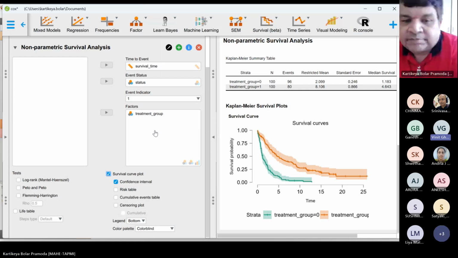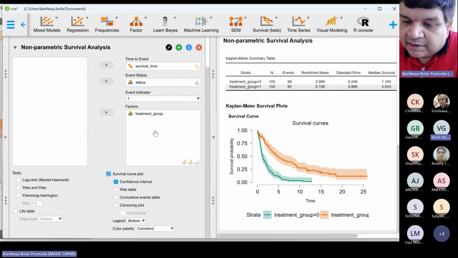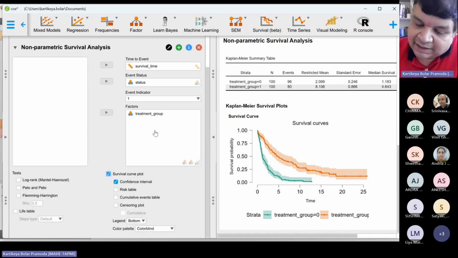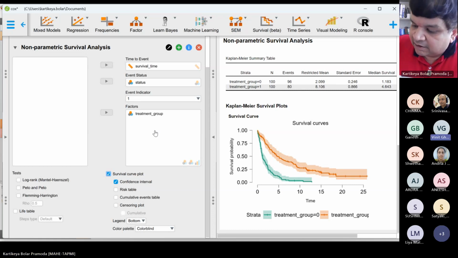Sir, if one variable has 4 categories, then one category will be treated as the baseline group or the control group? Exactly. So which one will it take? That is generally taken by default as one of the groups. It is like dummy variable creation, one-hot encoding kind of. Okay, got it. So one category is taken as the baseline and the rest are compared against it.